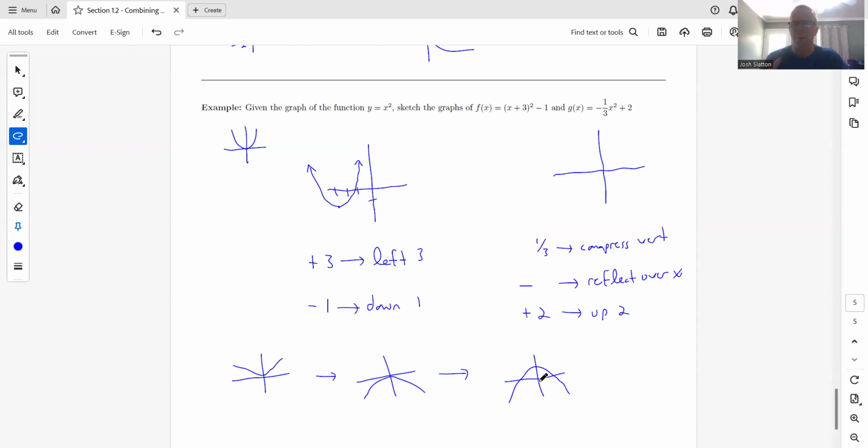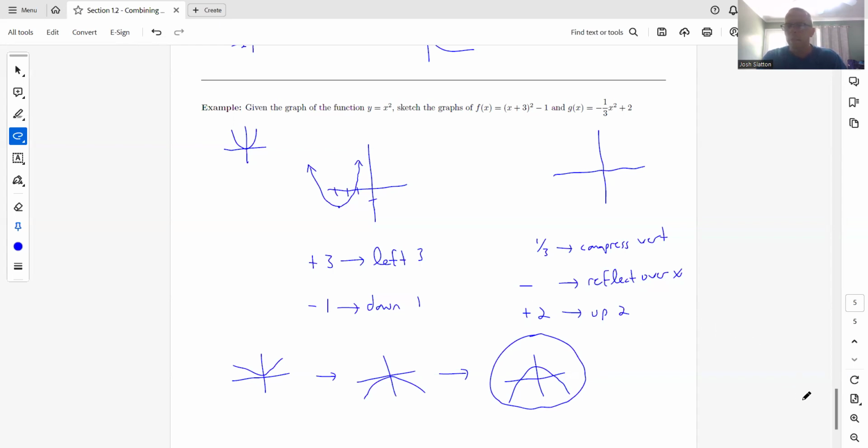So the order does matter, actually. The thing to remember is that the vertical moves always come last. Beyond that, we would do these first and then the horizontal and then the vertical, but the vertical always comes last. And usually it doesn't matter too much beyond that. But that is the graph that we end up with.